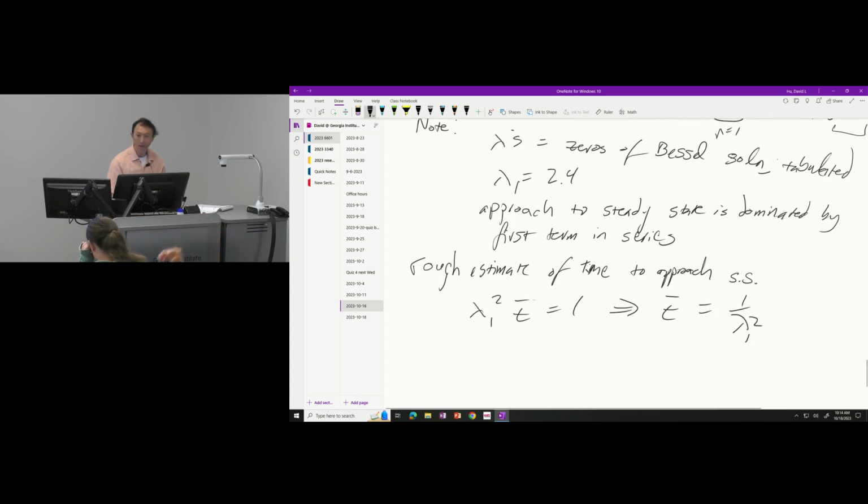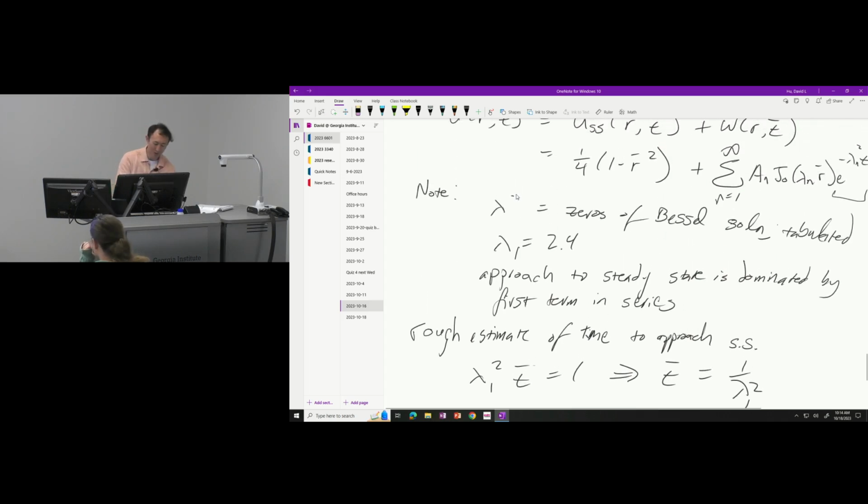Yeah. Lambda is equal to 0. What is it? It's lambdas? Oh, lambdas. I was trying to be like plural lambda. But lambda n is the zeros of the Bessel function. I'm just saying that you can look all those up.